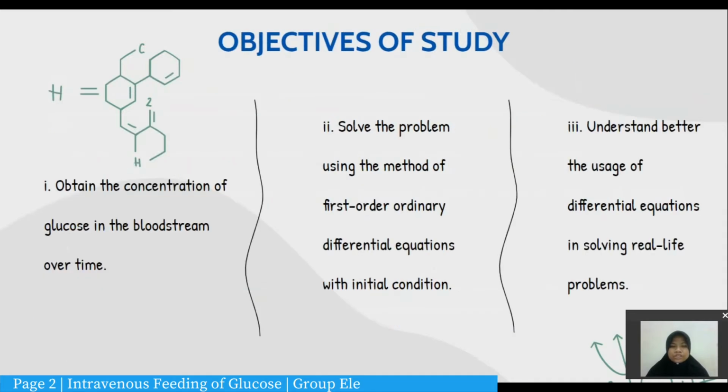in our calculation. Our objectives of study are, first, to obtain the concentration of glucose in the bloodstream over time. Second, to solve the problem using the method of first-order ordinary differential equations with initial condition. And third, to understand better the usage of differential equations in solving real-life problems. Next, I will pass to my group member, Farah.